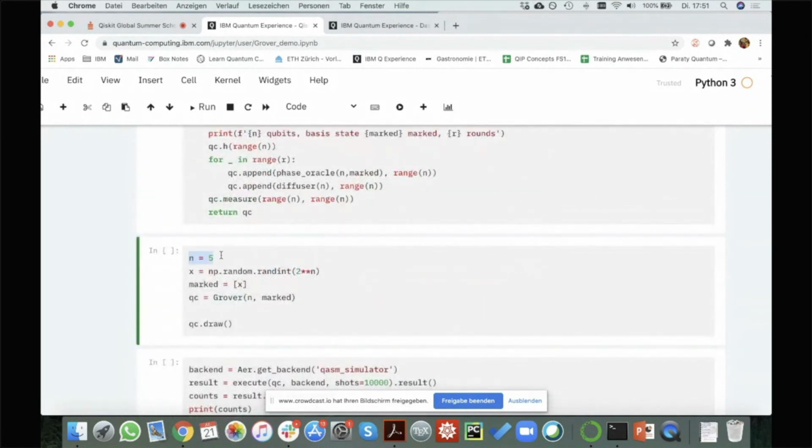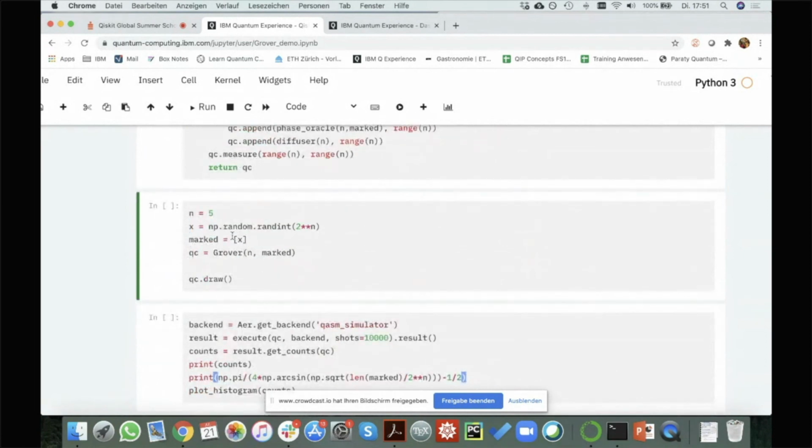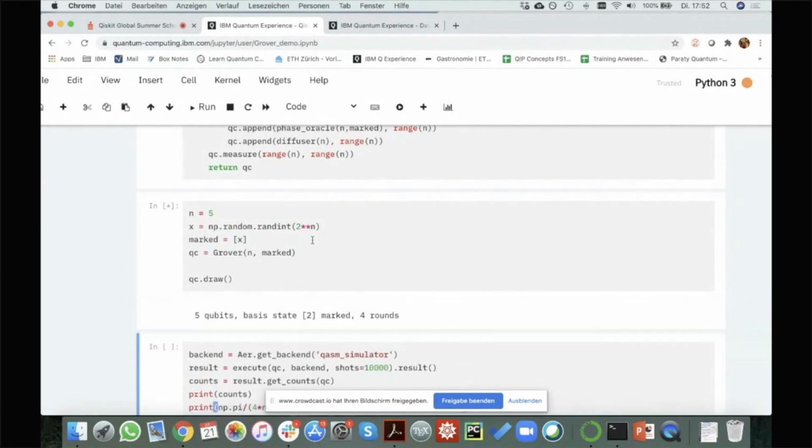Let's choose, for example, n equal to 5. Then for my marked element x, I just want to choose a random number between 0 and 2 to the n minus 1. So this is how I do that. I don't need to give it a specific one, I just choose a random one. And then I run Grover and I draw the circuit.